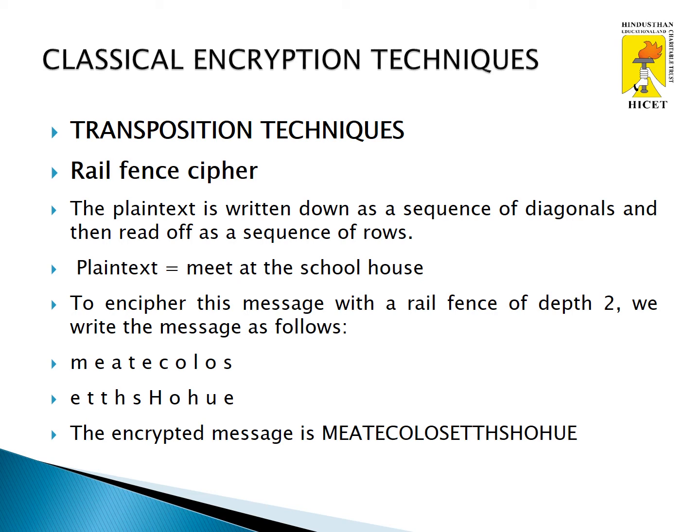We are going to convert this plain text into ciphertext by using the rail fence cipher, to encipher this message with a rail fence of depth 2. So we write the message as follows. First the plain text is written down as a sequence of diagonals. That is, "meet at the schoolhouse" is written down as a sequence of diagonals. And then we read it off as a sequence of rows. The encrypted message is ME, AT, EC, and so on.